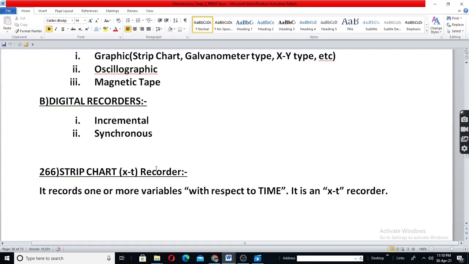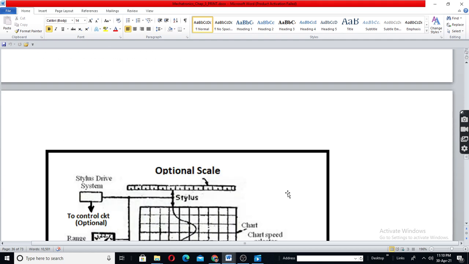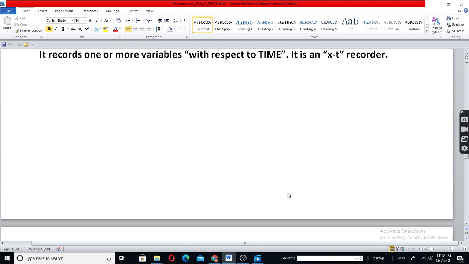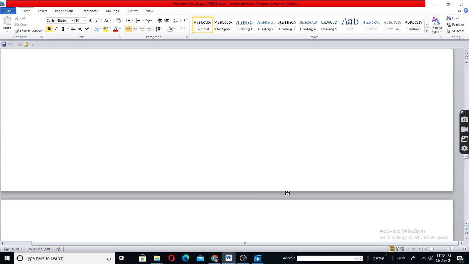Class 173 means 43. Strip chart means XT recorder. So it records one or more variables with respect to time. For example, load curve. So load with respect to time.